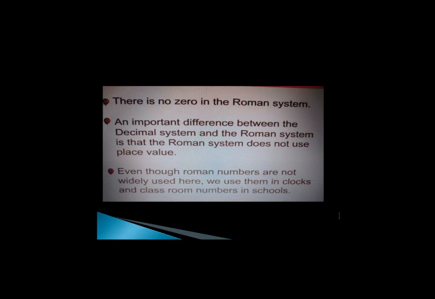Even though Roman numbers are not widely used here, we use them in clocks and classroom numbers in schools. As you might have seen, when any class is written in our school, we always use Roman numerals to write that particular class. And in clocks as well, you have seen the numbers are shown by the Roman numerals. Whereas nowadays the digital devices are being used, as mobile, laptops and all. There you will always see the decimal system numbers being used.